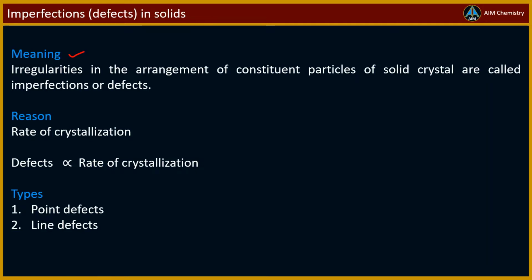Defects are created during the process of crystallization, and they depend on the rate of crystallization. Defects are more if crystallization occurs at a fast rate. That is, defects are directly proportional to the rate of crystallization. There are two main types of defects: point defects and line defects. In this chapter, we will discuss only point defects.